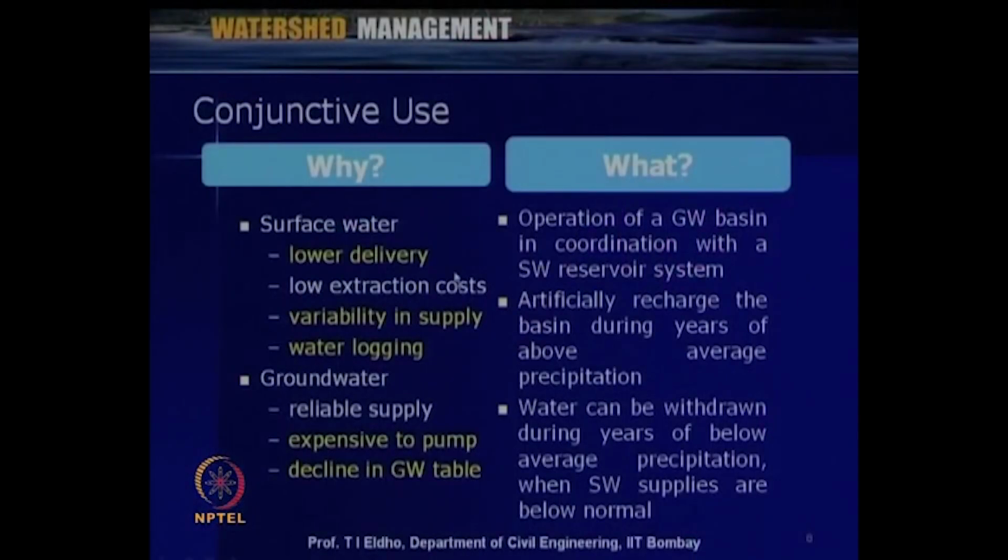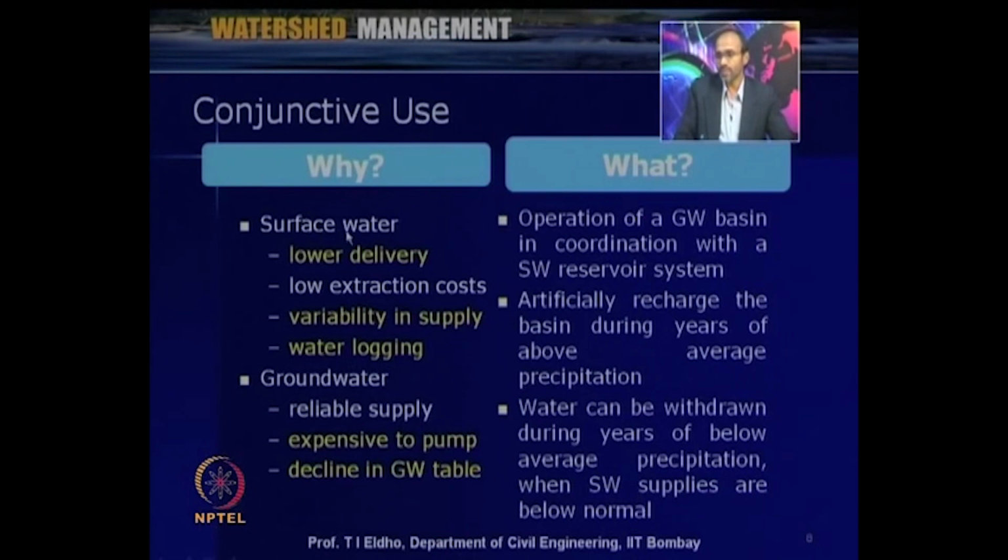Now, as far as conjunctive use is concerned, you may ask why we have to go for conjunctive use. Some of the things are listed here. Conjunctive use means conjunctive use of surface water and groundwater. Surface water we can easily get, with lower delivery and low extraction cost. We can easily either pump or get it under gravity. Then there is variability in supply, as we discussed. Sometimes surface water supply will be there, and sometimes it may not be there.